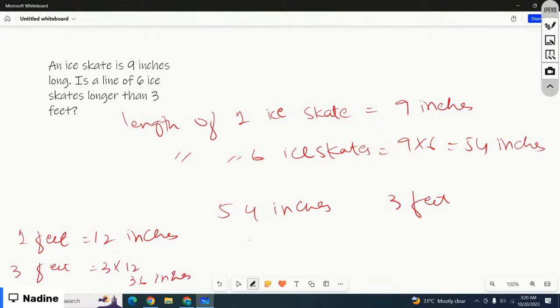So you are going to compare 54 inches to 36 inches. Is a line of 6 ice skates longer than 3 feet? Yes, 54 inches is greater than 36 inches. That means the length of the line of 6 ice skates is longer than 3 feet, right? The correct option is yes.